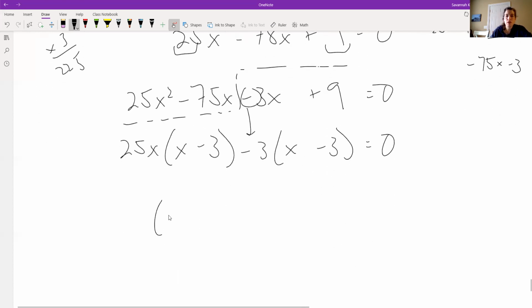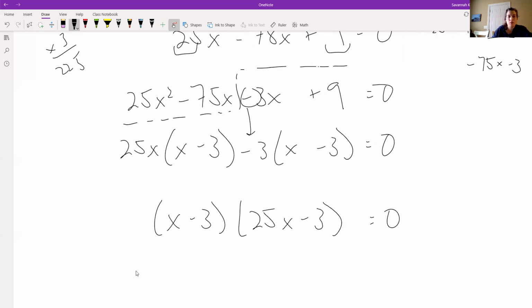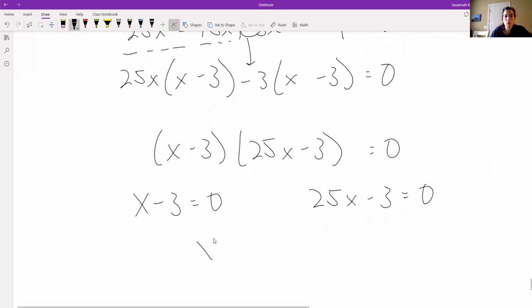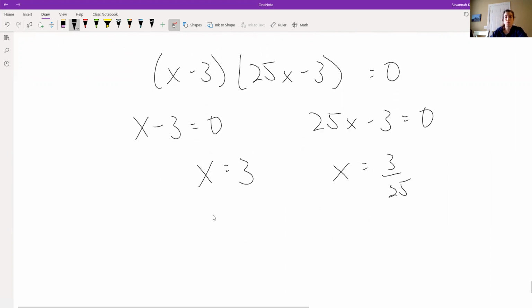All right, well, thank God this is wrapping up rather nicely. Of course, I've still got all kinds of checking to do, but at least I'm getting two pretty clean looking answers. One's going to be a whole number, one's going to be a fraction. We take what we can get. X equals 3 and x equals 3/25. There's that. So these are our possibles.